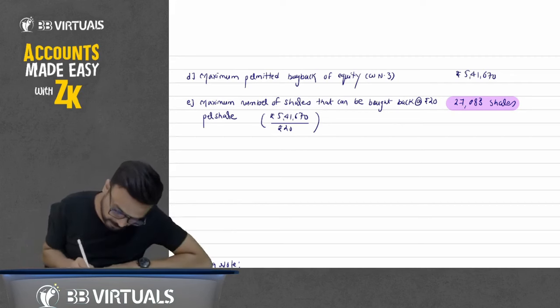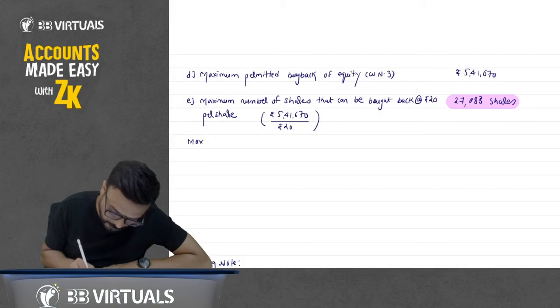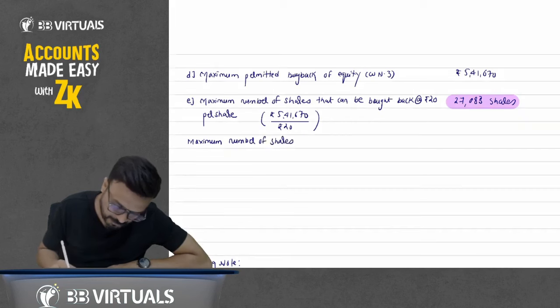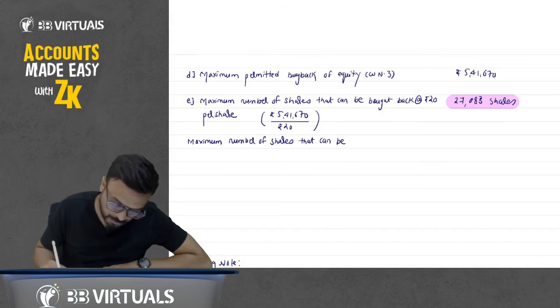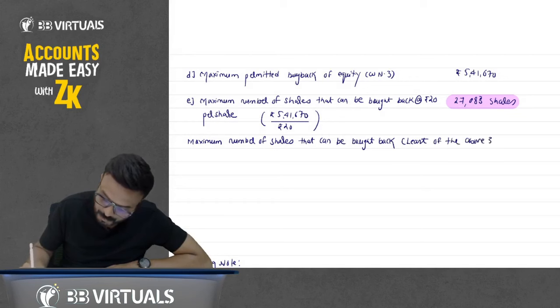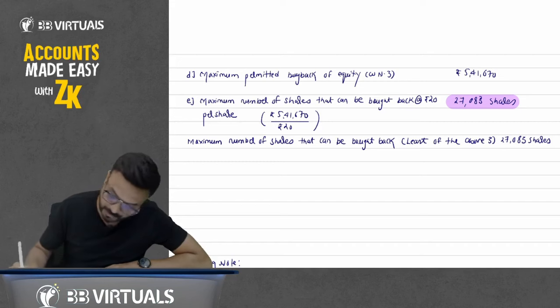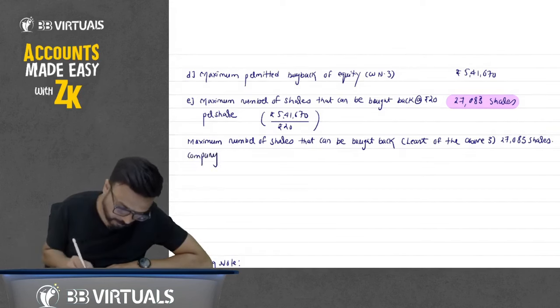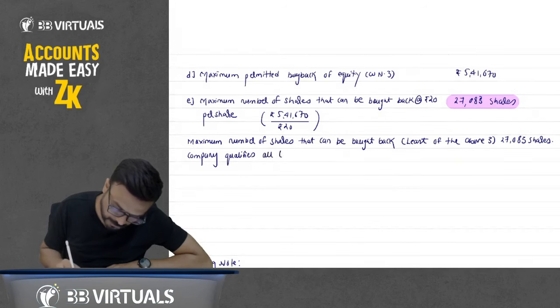So write down: maximum number of shares that can be bought back (in brackets, least of the above three) is 27,083 shares. Company qualifies all tests for buyback of shares.